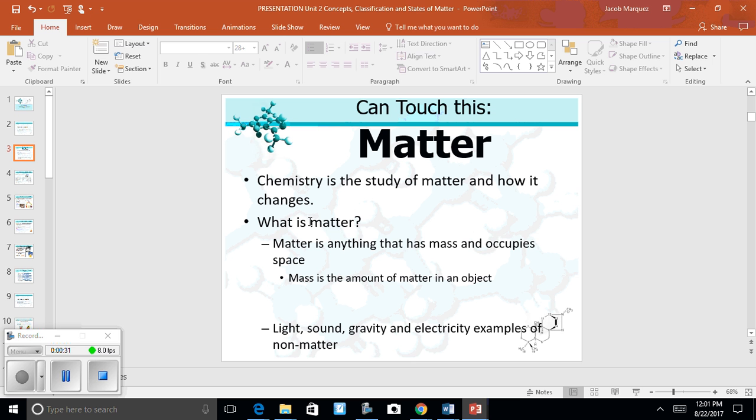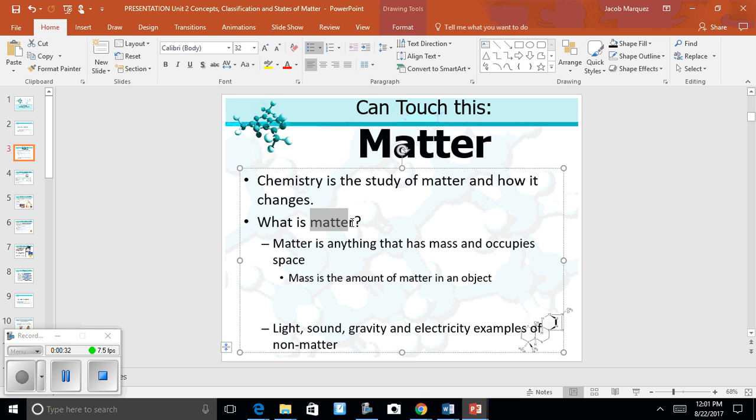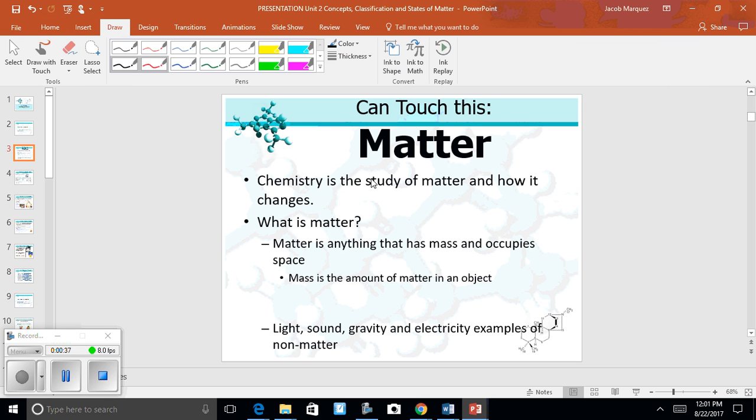So we have a better definition of what matter is rather than just saying it's something you can touch. Instead, what we say is that matter is something that has mass and occupies space. Another way to say occupies space is to say that it has volume. So please write this down so that you remember that if something occupies space, that means it has volume.